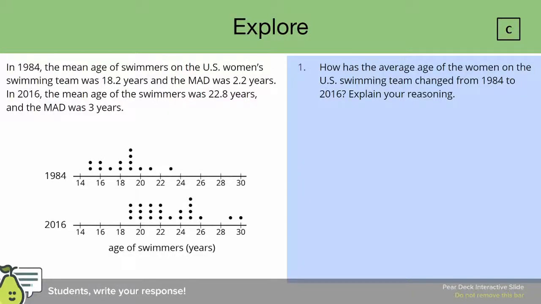Now, today we're going to be looking at Explore Part C. Before we get started, please take a minute, read this question to yourself, take a look at the story, the tables, the dot plots, and look at what do you notice, think about what do you wonder, and then we'll talk about it together. So go ahead, please pause the video.